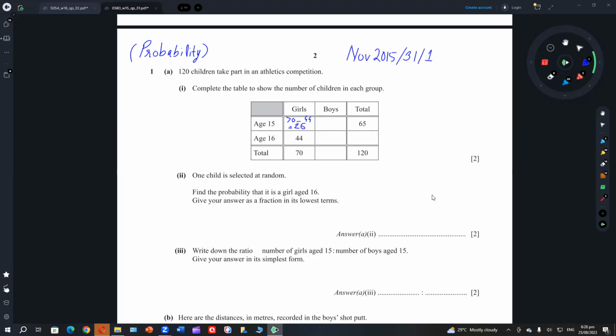Okay. And now, what about the horizontal total is 65. Look at this total 65. So, 65 minus 26. Good. So that's going to be 39.